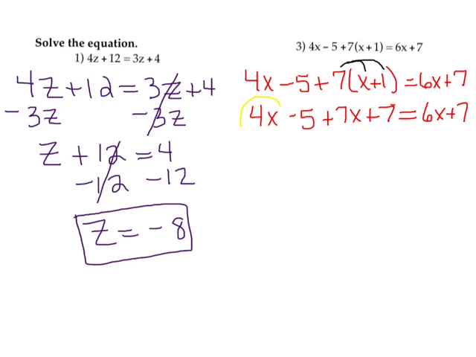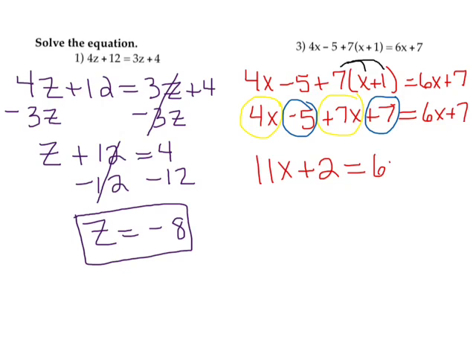We have a 4x right here and a plus 7x right there. And then I've got a negative 5 and a positive 7, negative 5 plus 7. So those are the terms there that I can combine. So let's see, 4x plus 7x. Well, that's 11x. So here's my 11x. Negative 5 plus 7. That is plus 2. All right, 11x plus 2 equals 6x plus 7.